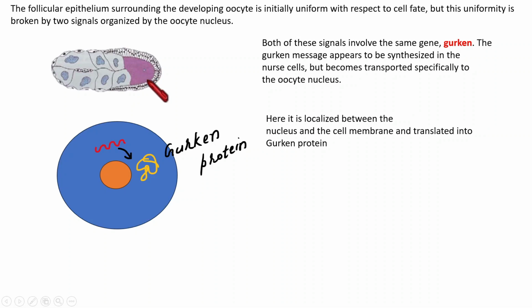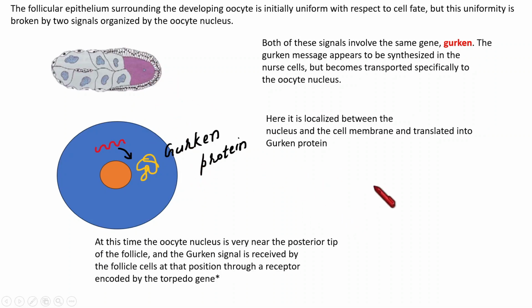on reaching the oocyte, it remains between the nucleus and cell membrane, and it undergoes translation to form Gurken protein. So we know that its outer side is covered by follicular cells. Okay. At this time, the oocyte nucleus is very near the posterior tip of the follicle, and the Gurken signal, meaning Gurken protein, is received by the follicle cells at that position through a receptor.